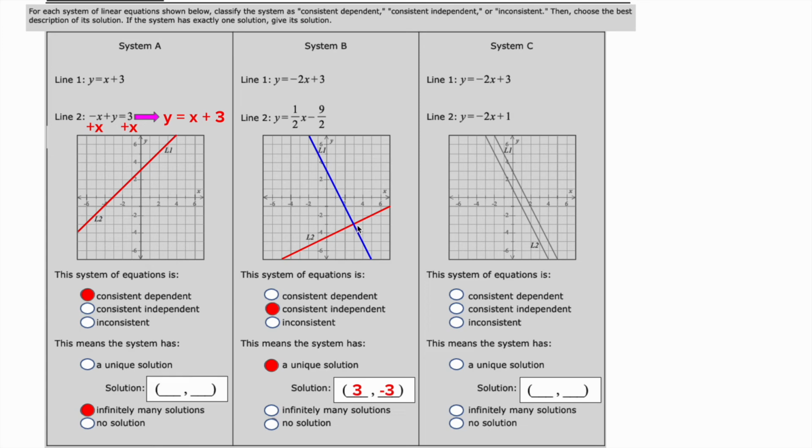So I just need to identify that because it's asking me to here. I don't have to identify it over here, right? I just bubble in one of them that works. I only have to fill this in if I'm choosing a unique solution, so meaning one solution. So I can see that that's (3, -3).